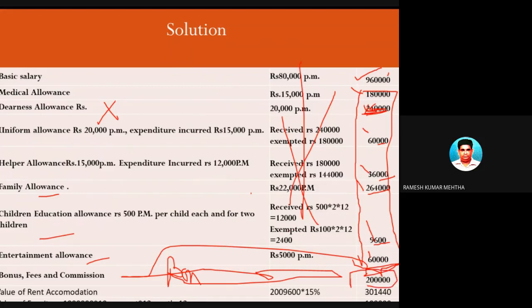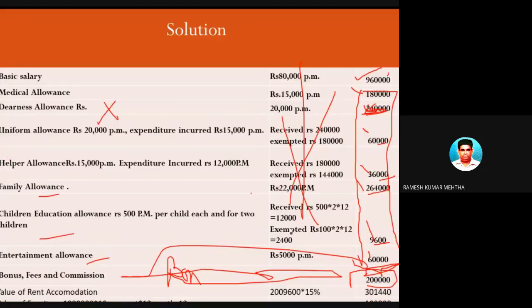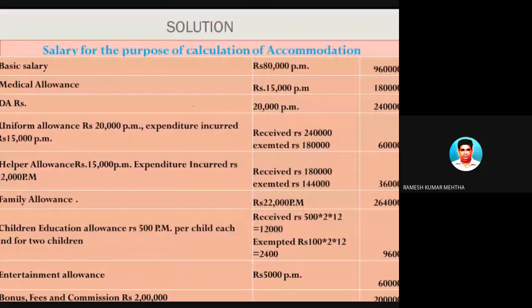Okay. So all this I have taken in the next slide. If you look carefully, I have taken all of this. Here I have taken basic salary, medical allowance, and DA. I am assuming, please remember, for the salary for the purpose of calculation of accommodation, that it is forming a part of retirement benefit. So I am assuming it, and I have taken this one also.